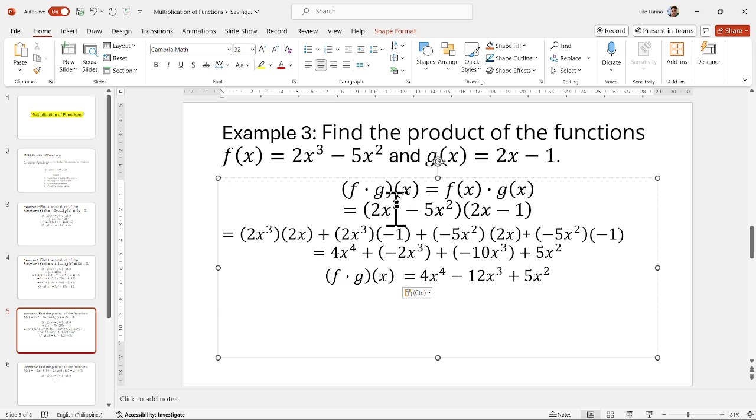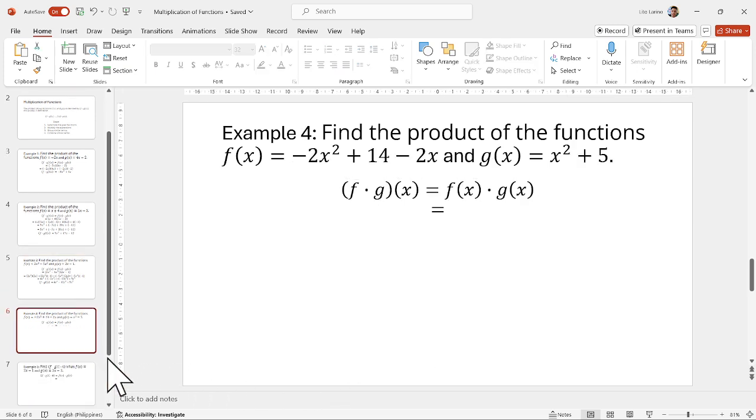Again, each term will be multiplied to each term of g of x. That is 2x cubed times 2x, 2x cubed times negative 1, negative 5x squared times 2x, negative 5x squared times negative 1. And then multiplying and combining like terms, we have 4x to the fourth minus 12x cubed plus 5x squared. Let us have example number 4.